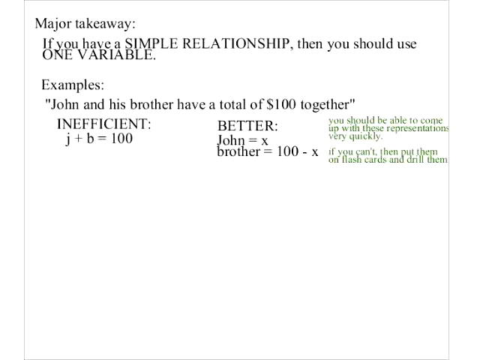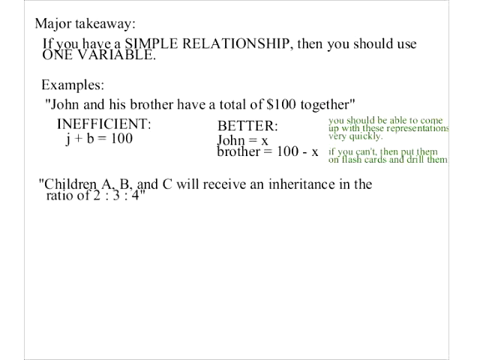Okay, let's look at a couple more examples of simple relationships. Here's one that's like what we saw in the last problem. Let's say children A, B, and C will receive an inheritance in the ratio of 2 to 3 to 4. Again, in the text box, tell the best way to do this. The inefficient way to do this is to say three variables, A, B, C, where A to B to C is 2 to 3 to 4.